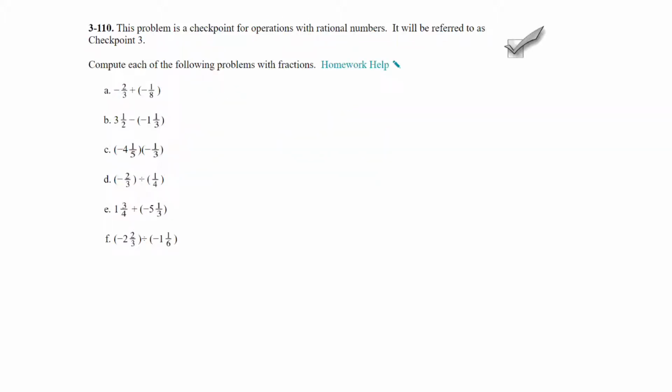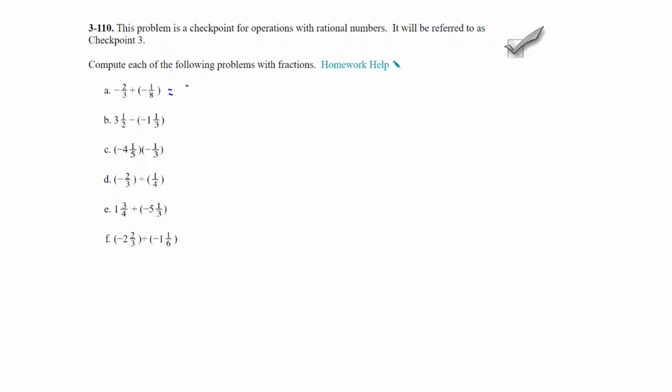Question 110. This point is a checkpoint for operations with rational numbers. It will be referred to as checkpoint 3. Compute each of the following problems with fractions. I'm going to go ahead and just write the answers down for these. Once again, we're looking at changing things into improper fractions, common denominator. So for example, on A, we would want to find a common denominator. But once again, a lot of this stuff you can really just plug in your calculator to get the answer.